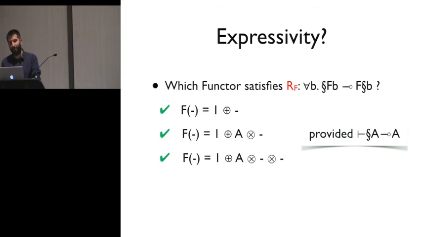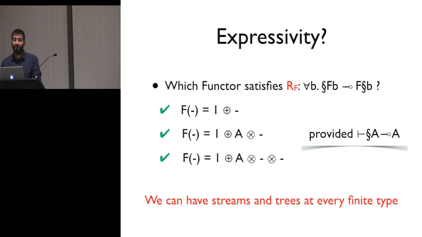And this is not so nice news, because in fact this holds only for finite types. So in particular, we can have streams and trees only at finite types. But this is already something that can be useful in some of the applications I was mentioning before.